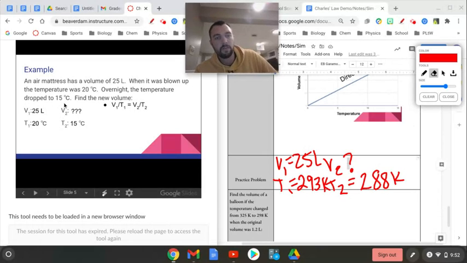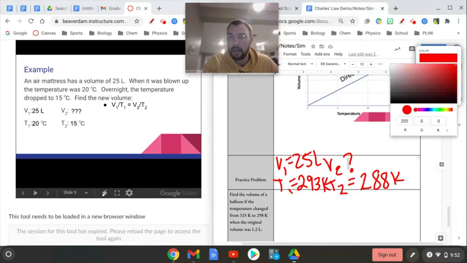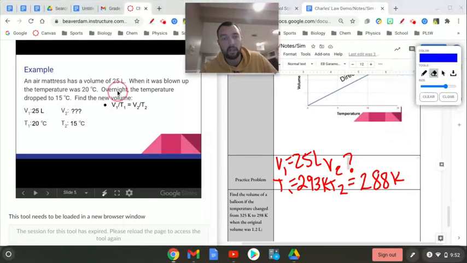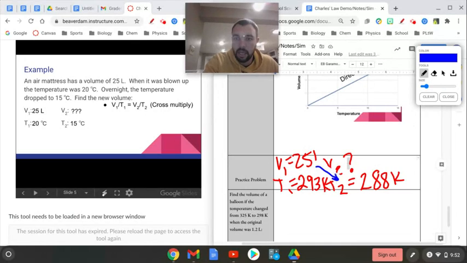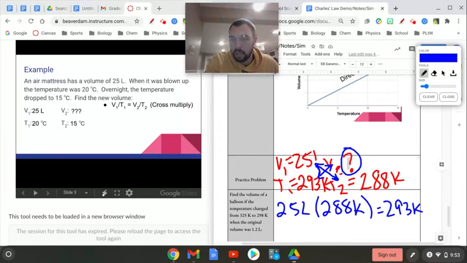All right, so what do we do though? Here's the process. This is the most important thing. How do we solve these problems? First thing we're going to do is cross multiply. So I'm going to take these two numbers. Oh, I did eraser. That's okay, it still works. I got to cross multiply both of these things. So I'm going to get 25 liters times my 288 Kelvin is going to be equal to my 293 Kelvin times my question mark or X or whatever you want to put there. You can just leave it as volume 2 if you wanted to.